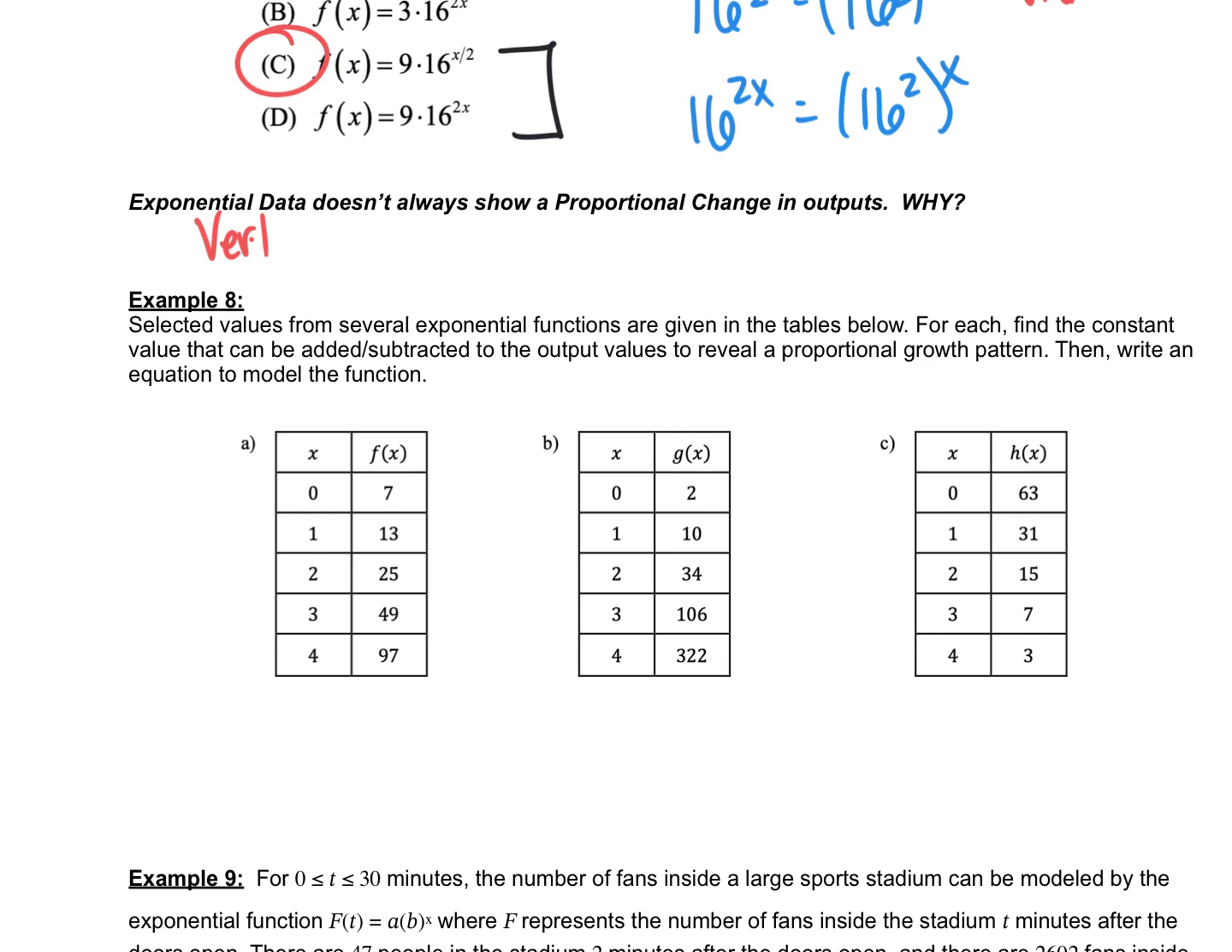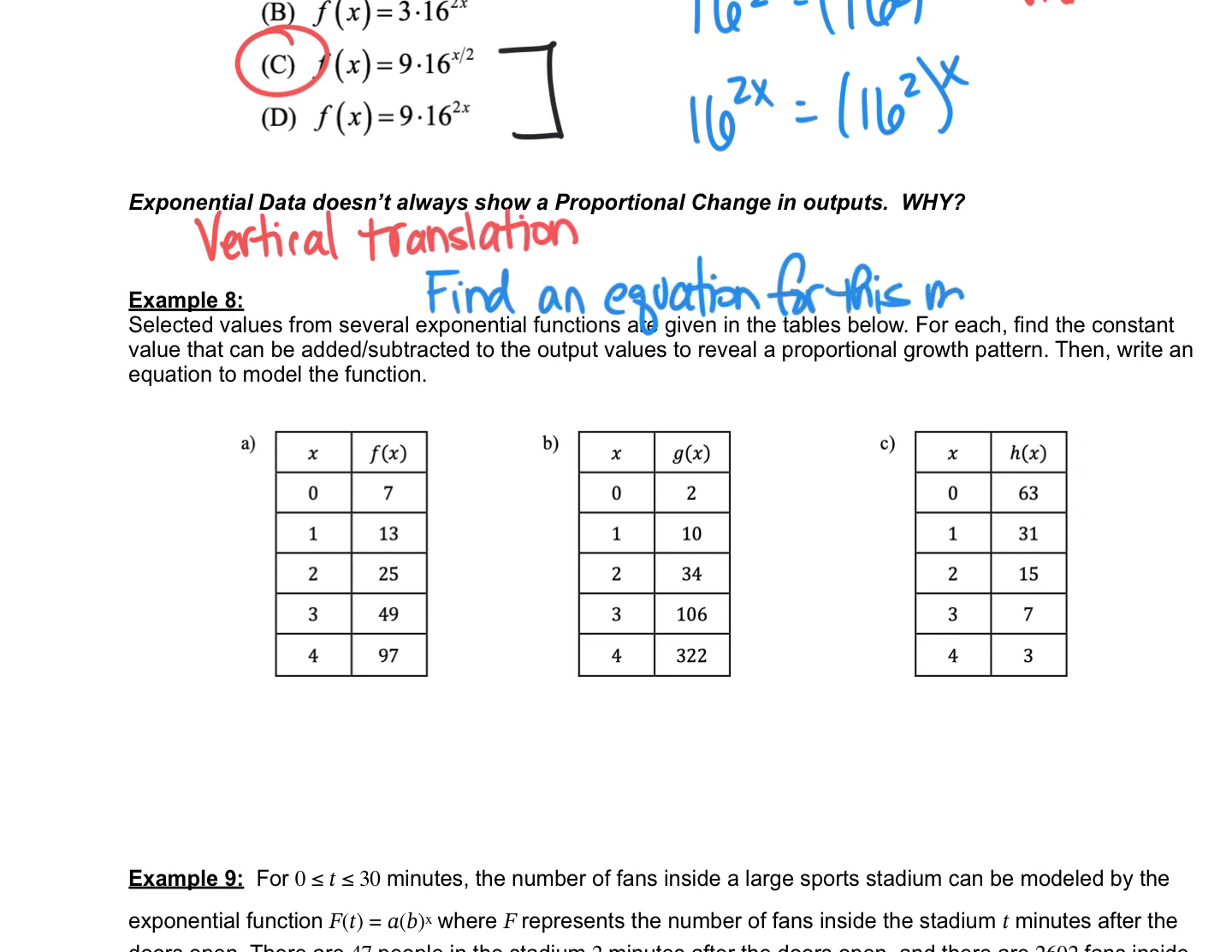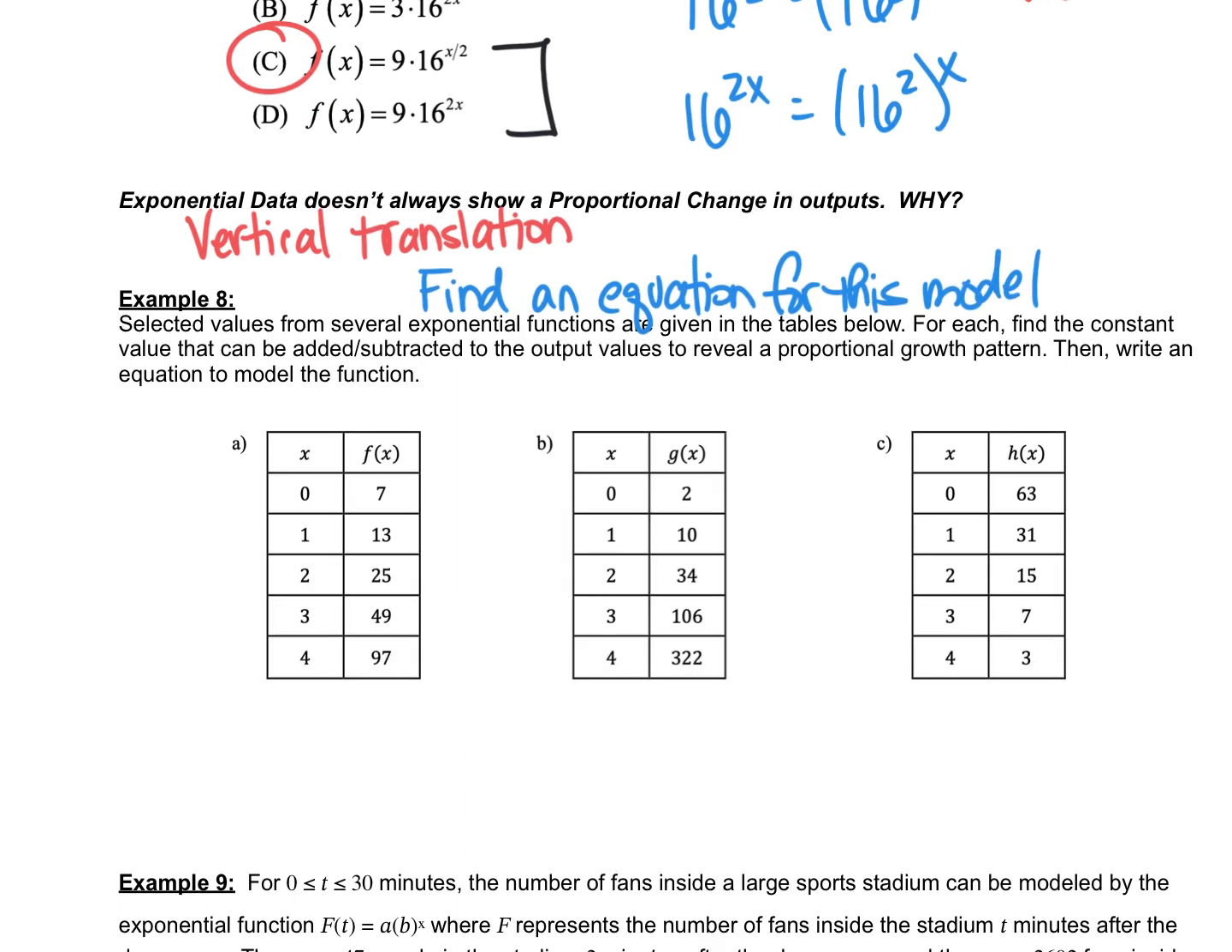The reason they don't change proportionally is because of a vertical translation. We've either added 1 to the y values, subtracted 1, added 3, subtracted 3, like we've done something to move it up and down. Now, I wish I could tell you there's some super mathematical way to go about this. There really isn't. It's really kind of a guess and check, which is my least favorite mathematical method. But I want us to look at this one. I've got a 7, a 13, a 25, a 49, a 97. Those numbers mean absolutely nothing to me.